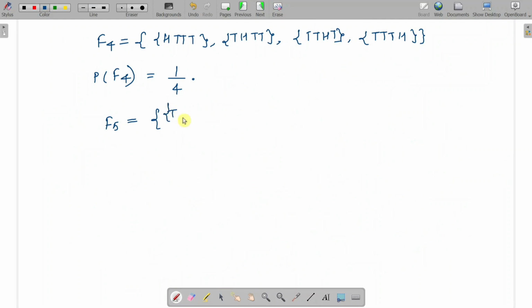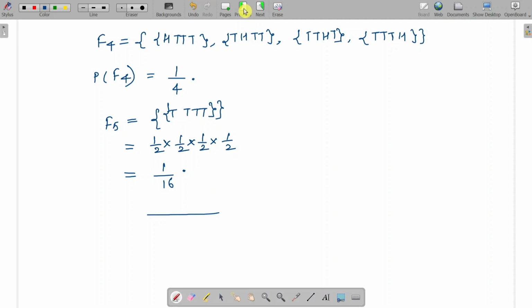So TTTT, so that means it is equal to half into half, so that is nothing but 1 by 16. Okay, so this is the answer. We have solved the problem here, right?